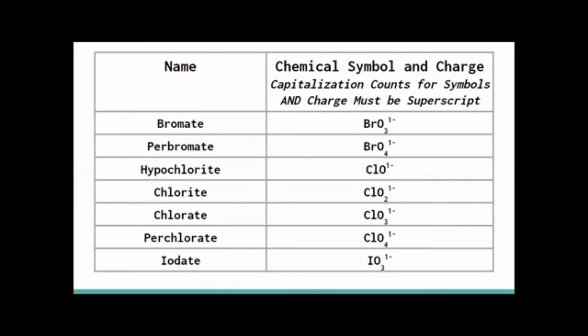I had a good question come up. The O at the end is O for oxygen. It's not a 0. So you're saying you have 3 oxygens, 4 oxygens, 1 oxygen, 2 oxygens, 3 oxygens, 4 oxygens, 3 oxygens. They're not zeros. They're O's. O's for oxygens.